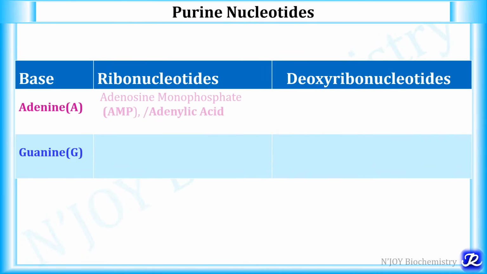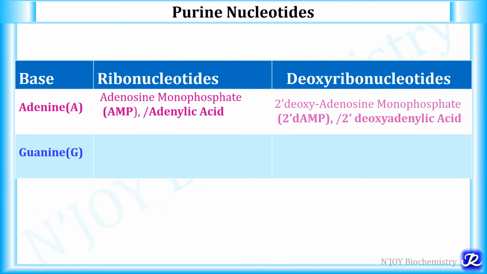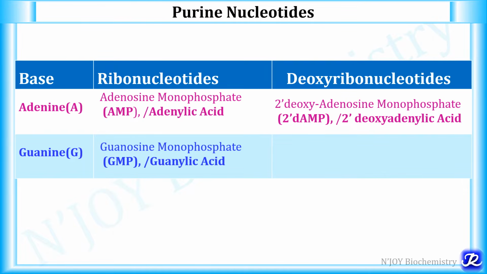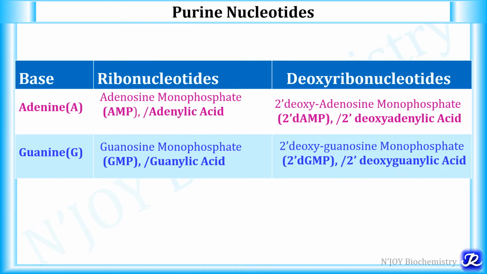If adenine is the nitrogenous base, then purine nucleotide is adenosine monophosphate, and 2'-deoxyadenosine monophosphate is the deoxyribonucleotide. If guanine is the nitrogenous base, then ribonucleotide is guanosine monophosphate and deoxyribonucleotide is 2'-deoxyguanosine monophosphate.